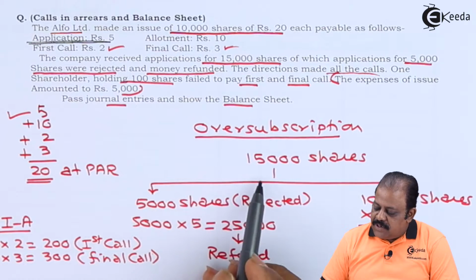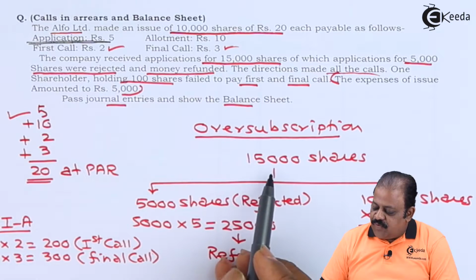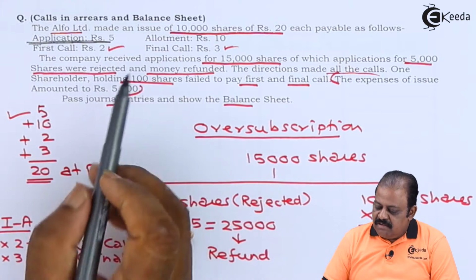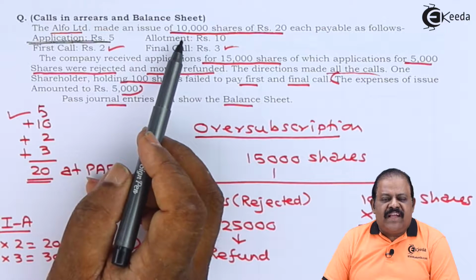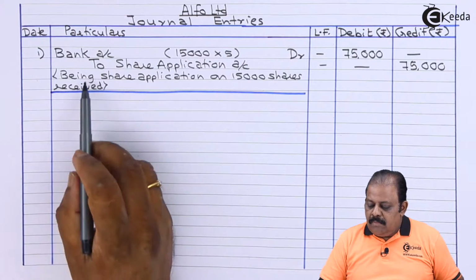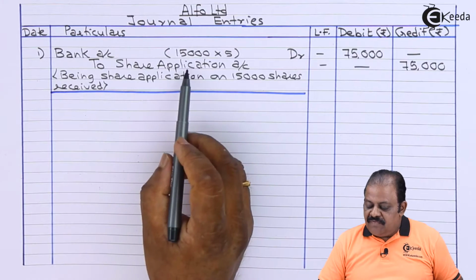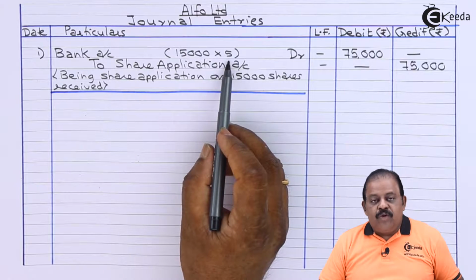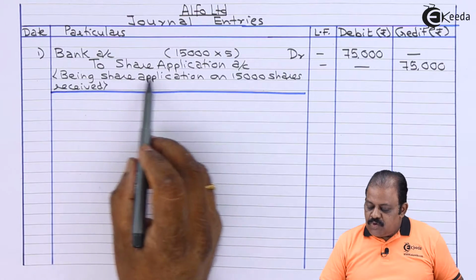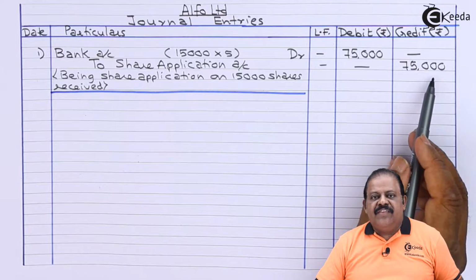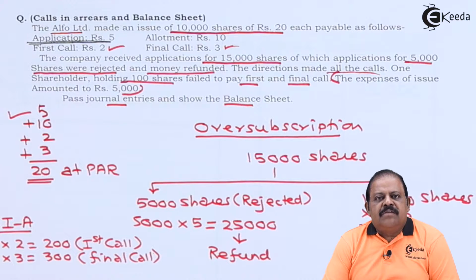Here there is oversubscription. We have received applications for 15,000 shares, whereas we are required to issue only 10,000 shares. Bank account debit 75,000, that is on 15,000 shares, 5 rupees application amount. To share application account 75,000. Here there is oversubscription of 5,000 shares. Company has rejected these applications and the entire amount received is refunded.